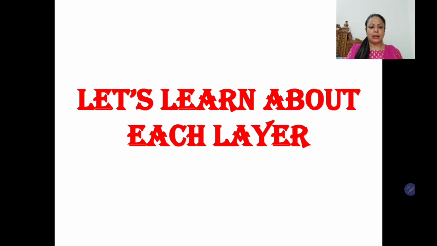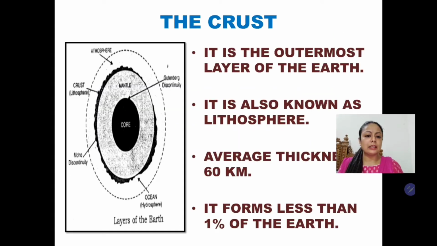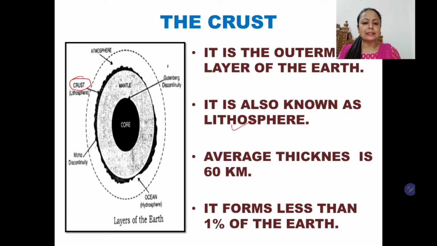Now let's learn about each layer. So we'll start with the crust. The crust is the outermost layer of the earth. Yes, the crust is the outermost layer of the earth, also known as the lithosphere. We have learned a lot of things about the lithosphere in the introduction video in the previous module of this chapter. So in this chapter we'll understand what exactly the lithosphere is, which part of the earth is called the lithosphere.